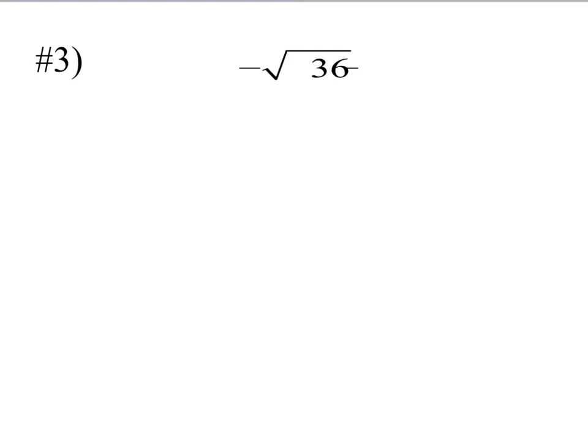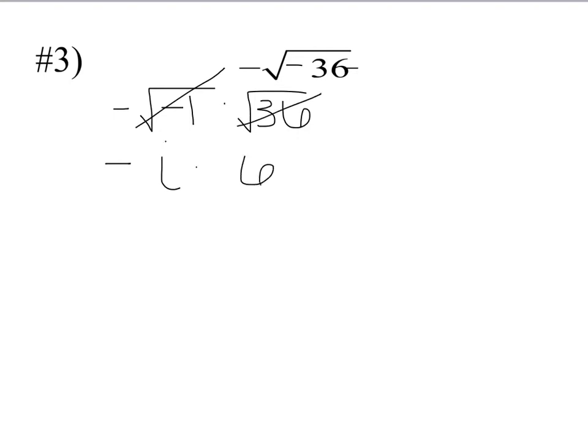All right, number 3 says negative square root of negative 36. Okay, so I'm going to leave that negative out front. I'm going to split square root of negative 36 into the square root of negative 1 times the square root of 36. Keep this negative out front. You know the square root of negative 1 is i, and you know the square root of 36 is 6. So go ahead and multiply negative i times 6. And we usually put our number first, so it'll be negative 6i.